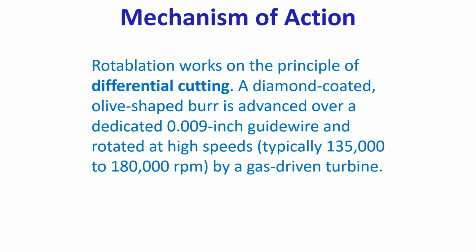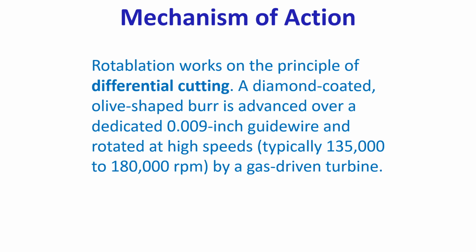Rotablation works on the principle of differential cutting. A diamond-coated olive-shaped burr is advanced over a dedicated 0.009-inch guide wire and rotated at high speeds, typically 135 to 180,000 rpm, by a gas-driven turbine.